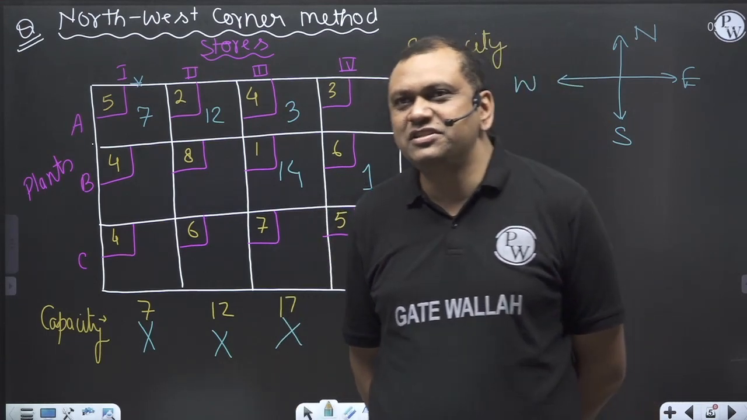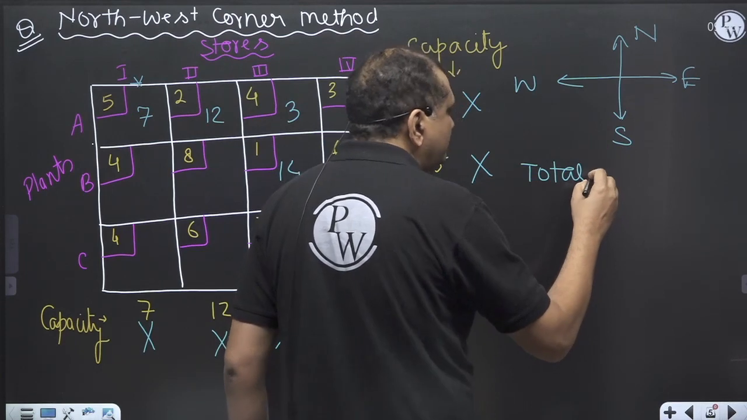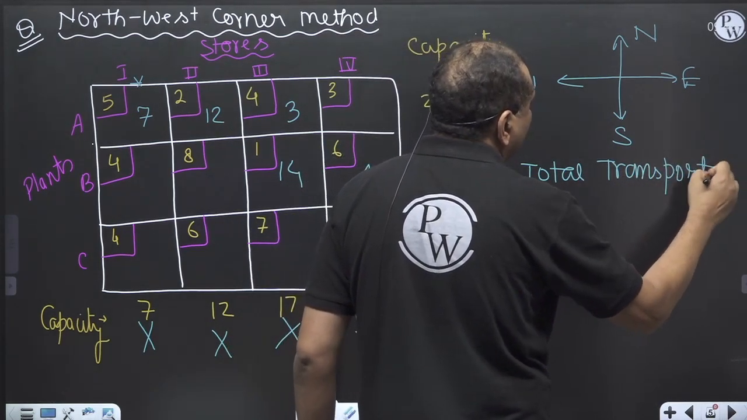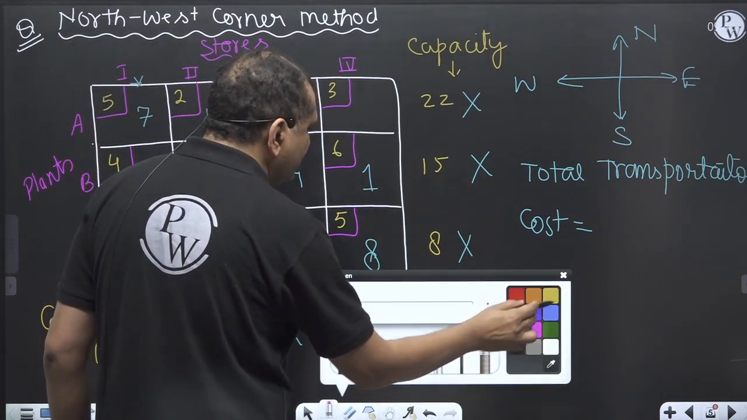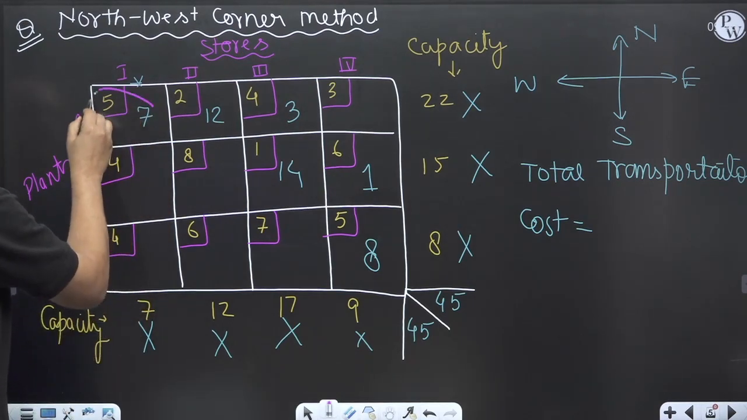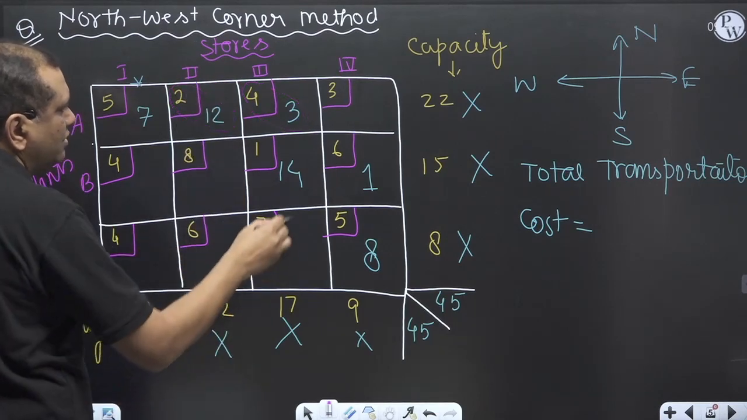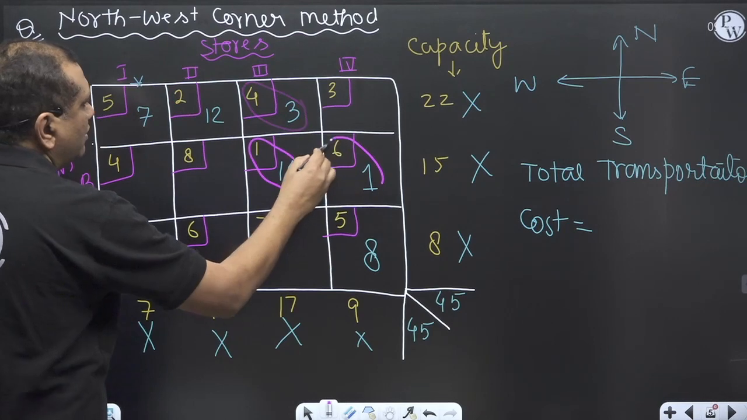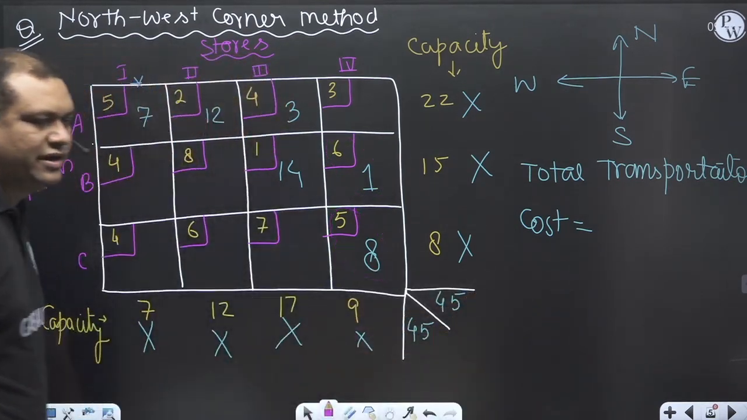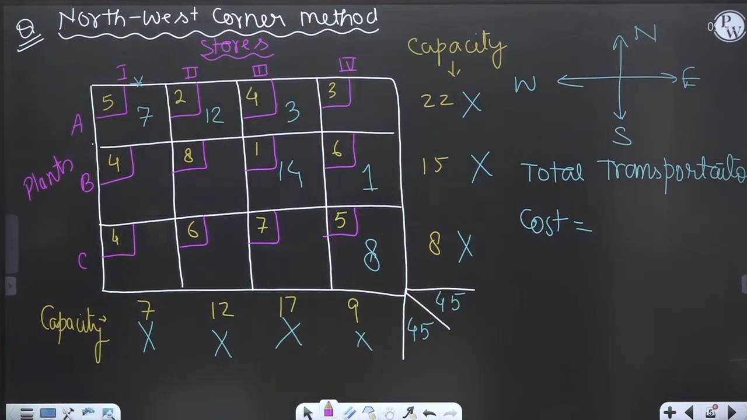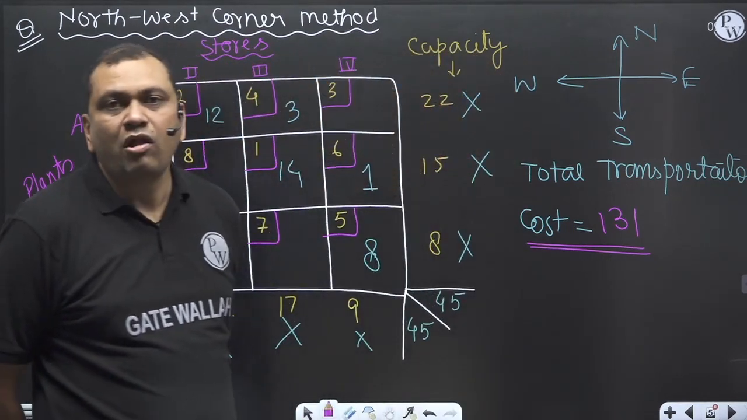Okay, so initial basic feasible solution is very, very far from optimum. So how much is the total transportation cost? Total transportation cost will be, see, 5 into 7 plus 2 into 12 plus 4 into 3 plus 1 into 14 plus 6 into 1 plus 5 into 18. See, I have already solved because these are some of the examples of my book. So it comes out to be 131. 131.